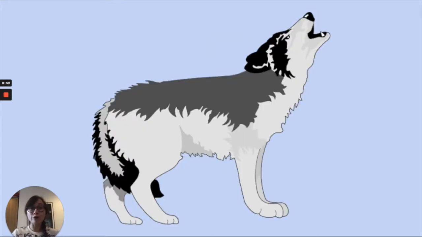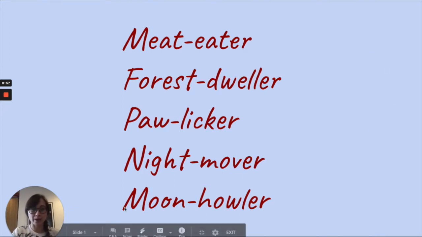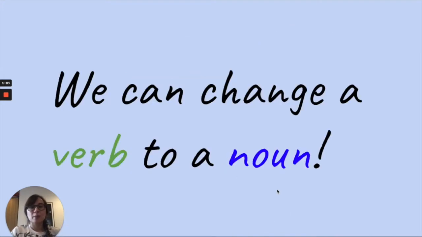It's a wolf! Which bit of the poem gave it away? I think the moon howler bit is a pretty big clue. Today, we are going to be learning how to change a verb, a doing word, into a noun. We can actually change the words.